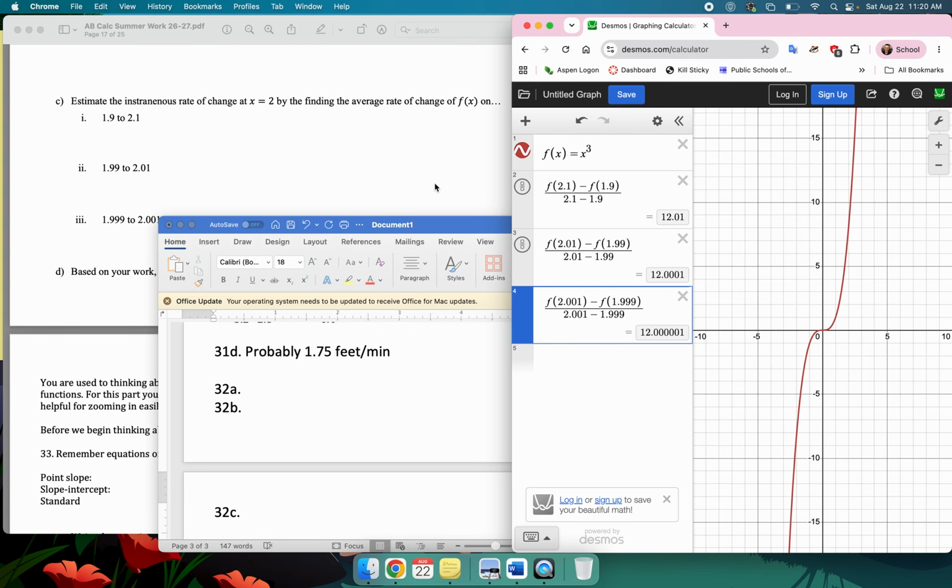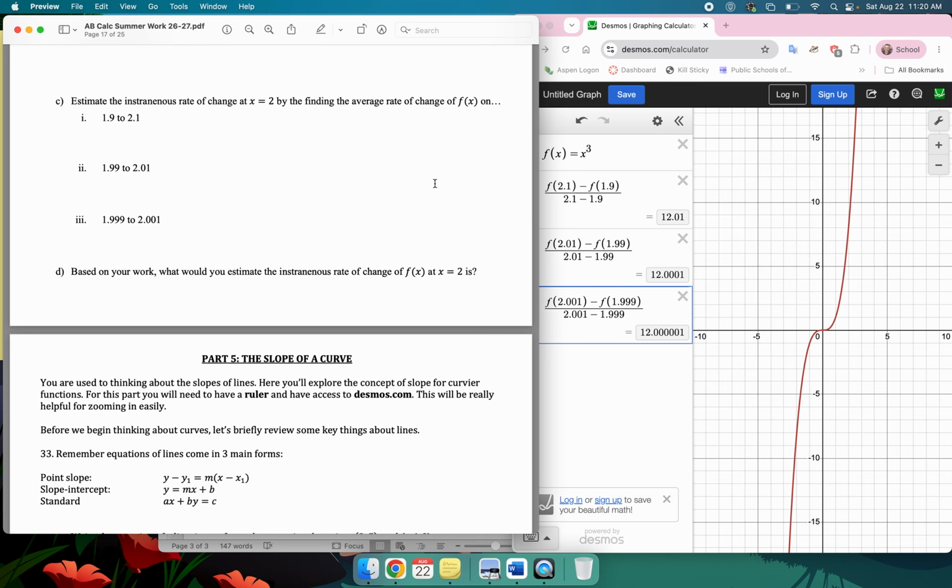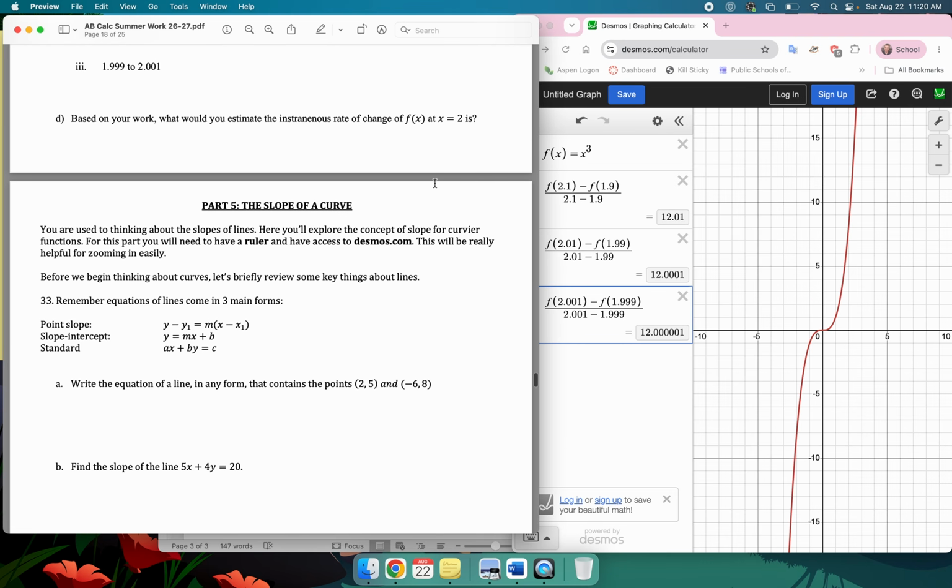But if you wanted to be really sure about it, because after all, these are just estimates, you'd have to compute a limit. And we'll talk about that during the first days of the course. Okay, cool. So that's part 4.